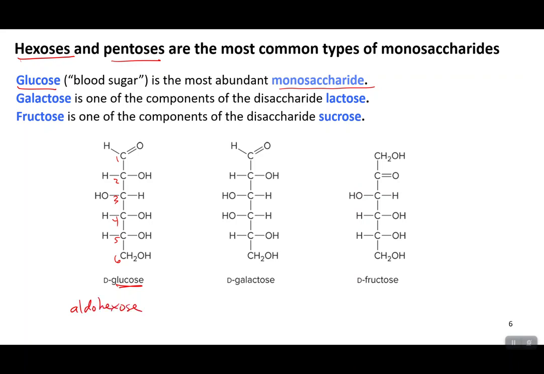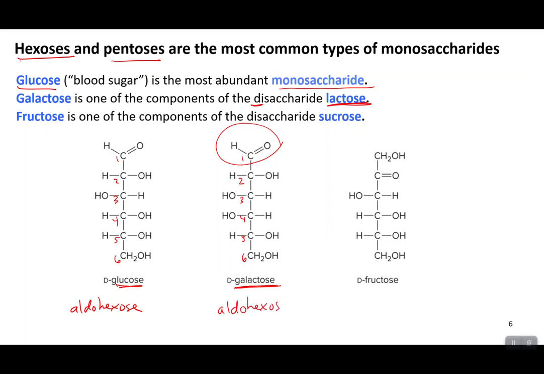Galactose is another common monosaccharide. It's one of the components of the disaccharide, so there are 2 monosaccharides together, in lactose. So one of those monosaccharides is going to be this one, galactose. So here we see that it has 1, 2, 3, 4, 5, 6, and also it has an aldehyde. So this is also an aldohexose.